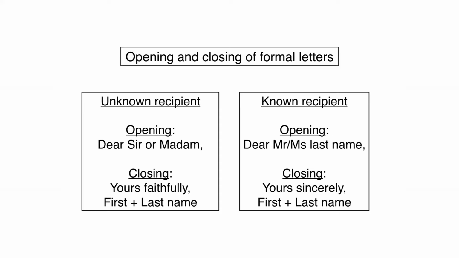Basically, there are two ways of opening formal letters, and it all depends on whether you know the name of the recipient or not. If they tell you the name of the person you need to write, then you have to begin with Dear Mr. Smith, for example, or Dear Ms. White. And you close with Yours sincerely and your first and your last name. Actually, you always have to write your first and your last names in formal letters.